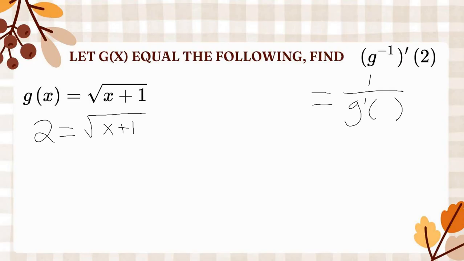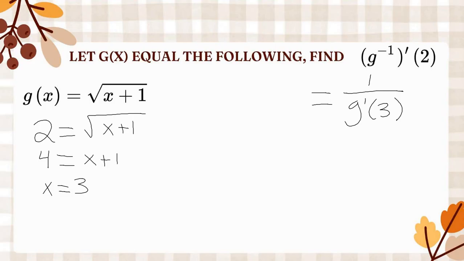Square both sides. Cool. And then subtract 1, so I get x equals 3. So I'm plugging in 3. Now, what do we also need? Derivative, right? I need g prime.